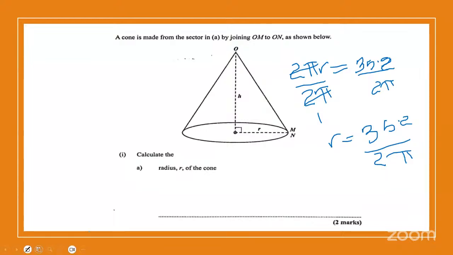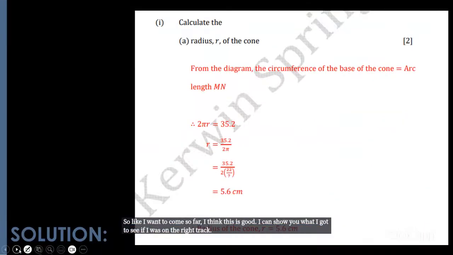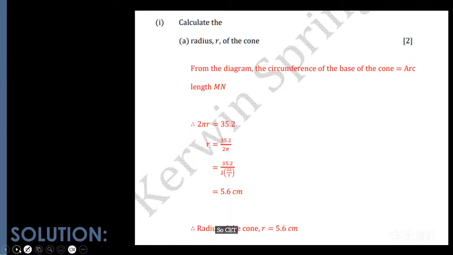So, all right, tell me what is r? I want to show you what I got, to see if I was on the right track. So from the diagram, the circumference of the base of the cone is equal to the arc length MN. So therefore, 2 pi r is equal to 35.2. We made r the subject, we substituted, and we would have gotten the radius to be 5.6 centimeters.